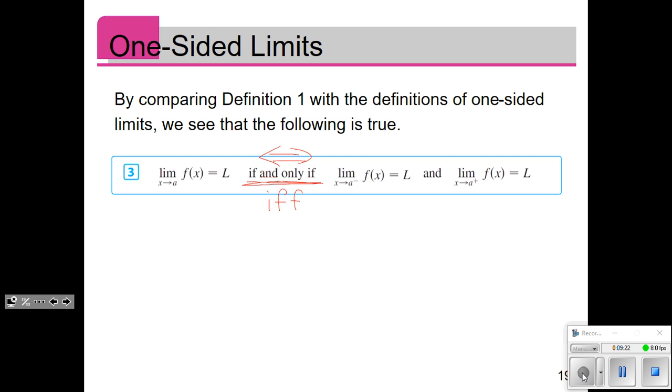It goes both ways. So the limit of f of x as x approaches a equals L if and only if the limit of f of x as x approaches a from the left equals L, and the limit of f of x as x approaches a from the right equals L. Let me back up here. We can only find the limit at a particular point if both sides approach the same point. If our left-hand limit equals our right-hand limit, then we can say we have a hard, generalized limit.